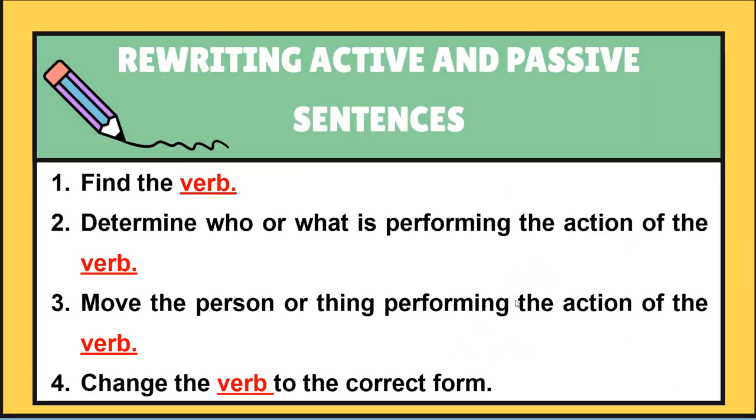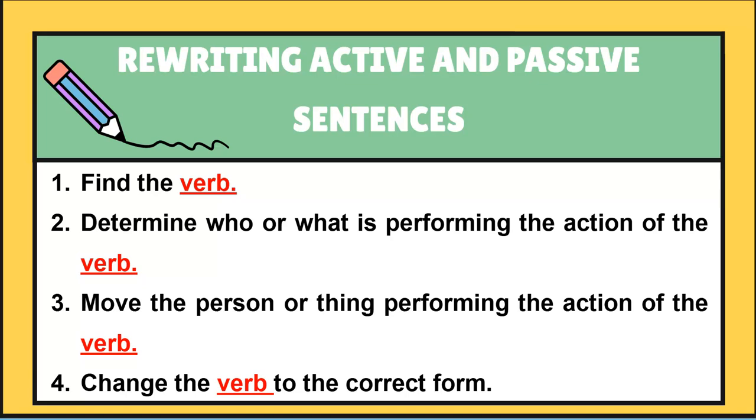Next thing we need to do is talk about how to rewrite sentences in active and passive voice. In other words, if it's in active voice, how do you change it to passive voice? And if it's in passive voice, how do you change it to active voice? We have some steps for this as well. Step number 1, again, is to find the verb. And then you're going to figure out who is performing the action of the verb. That should sound very familiar because those are the same steps that you have to follow just to be able to determine if the sentence is active or passive.